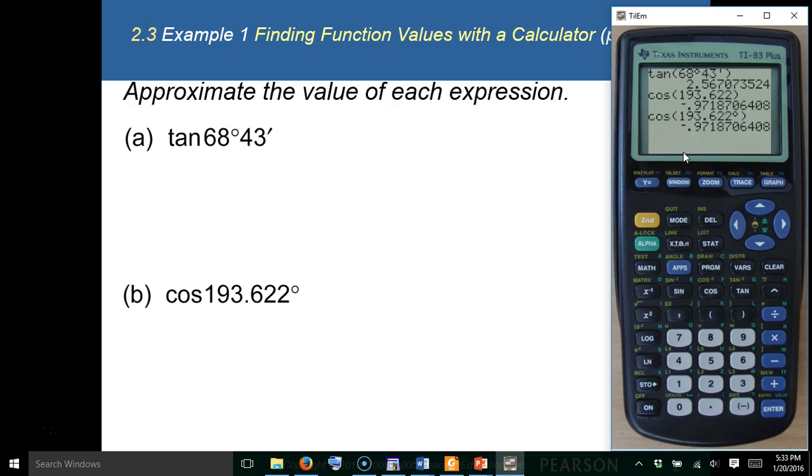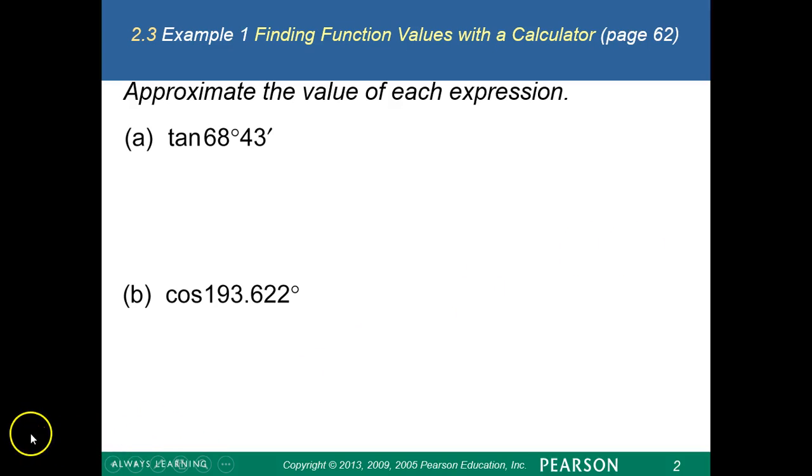Okay, so there is the solution for part B here, negative 0.9718706. And for approximating these values, if your book doesn't state it, approximate to about, I'm going to say, 6 decimal places. I want a good approximate answer here. Okay, so 6 decimal places. All right, let's move on to the next slide.